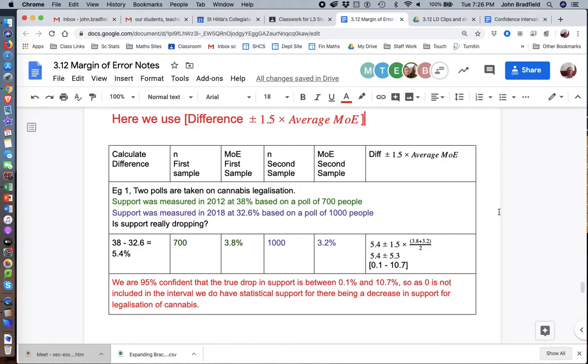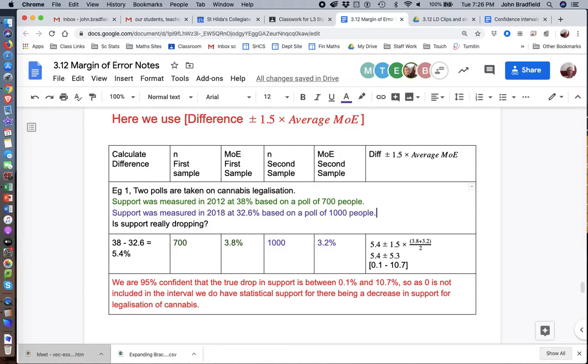In 2012, they found 38% supported. These are completely fictitious numbers, on a poll of 700 people asked. And in 2018, a similar poll was run and the support had dropped to 32.6%. And that was actually based on, according to these fictitious results, a larger group. Now, I would imagine I've probably got this completely the wrong way around, but anyway, that's not the point. We can do the maths anyway.